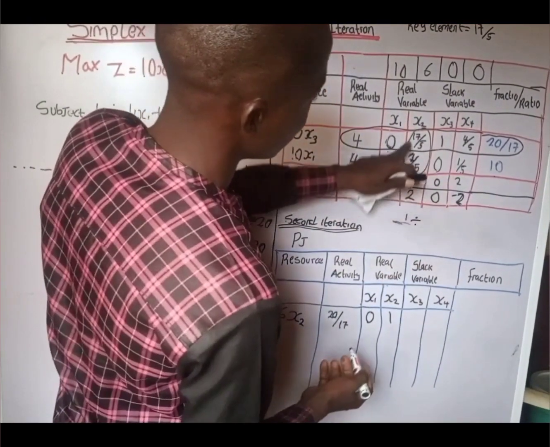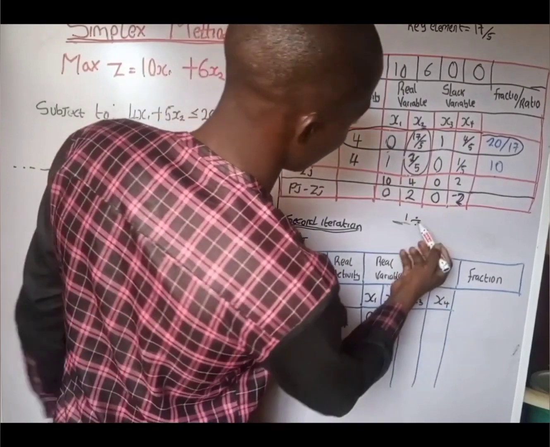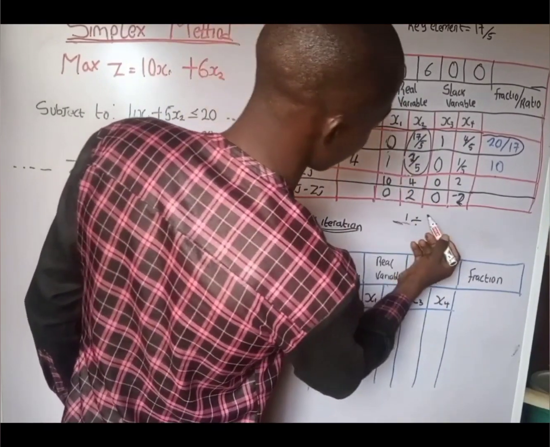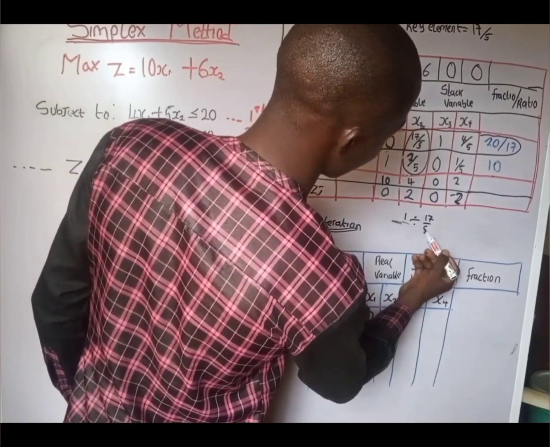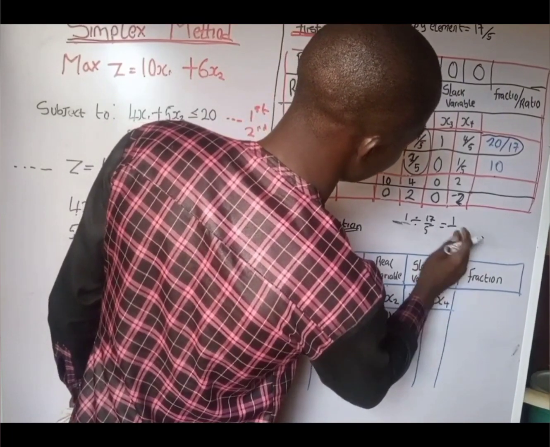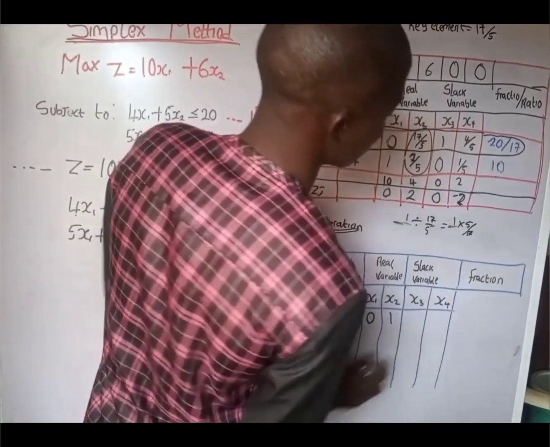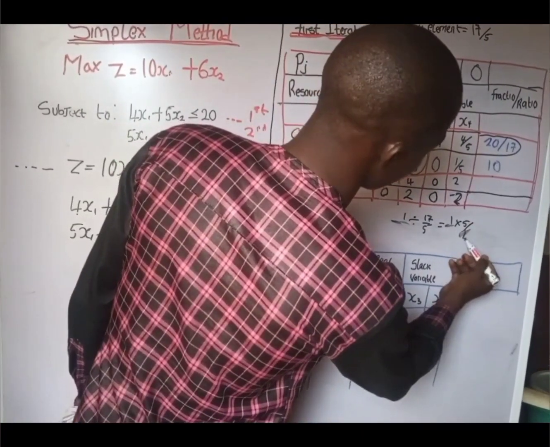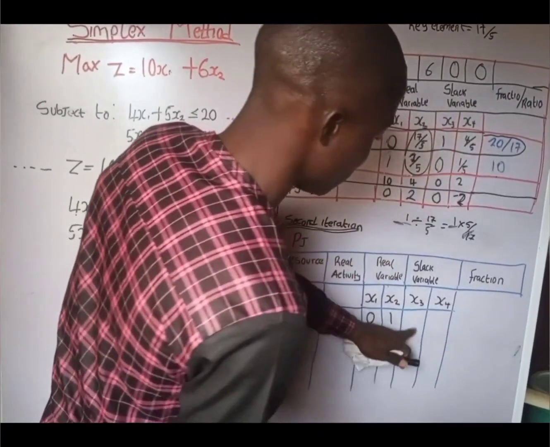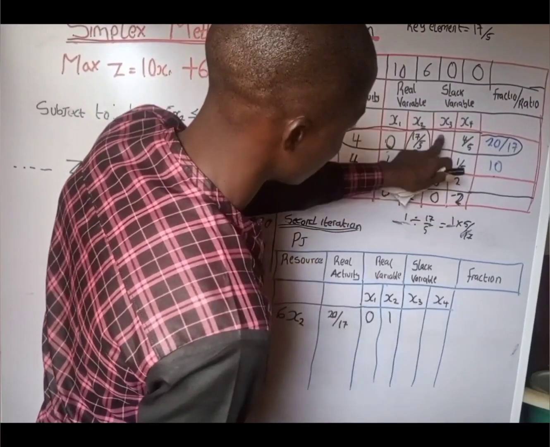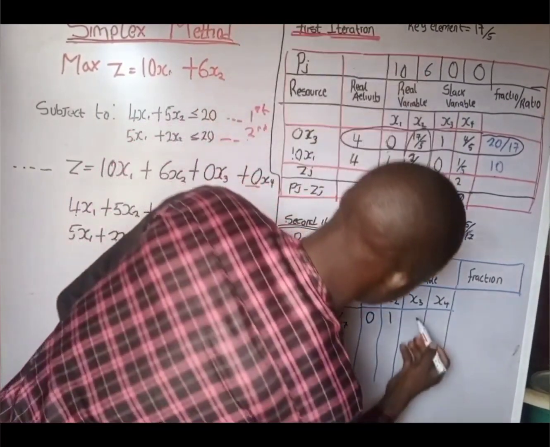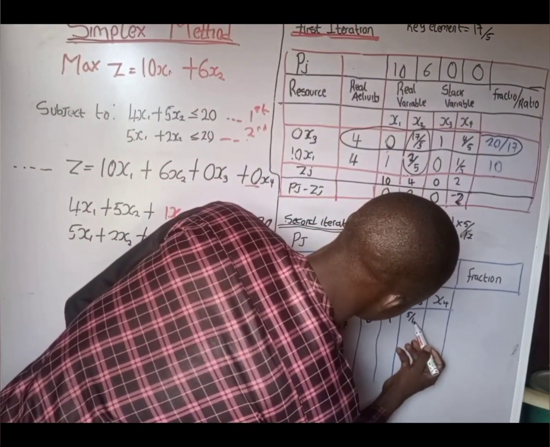1 divided by the key element, which is 17 over 5. If I change this sign to a multiplication sign, I'm going to have 1 multiplied by 5 all over 17. 1 multiplied by 5 over 17 is 5 over 17. So the new value that will be on this row, instead of this one, will become 5 over 17.